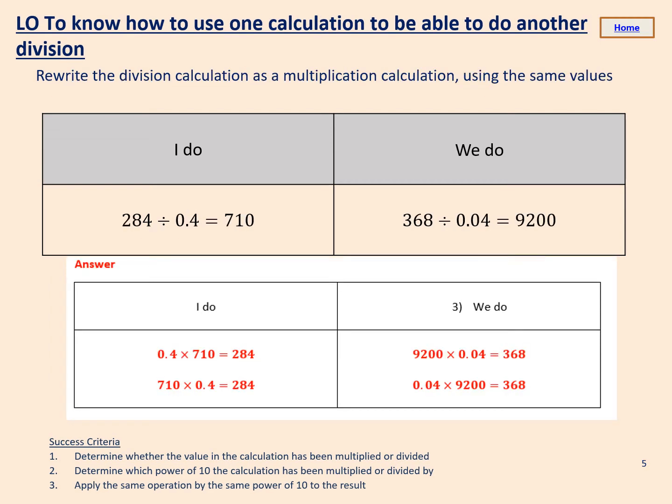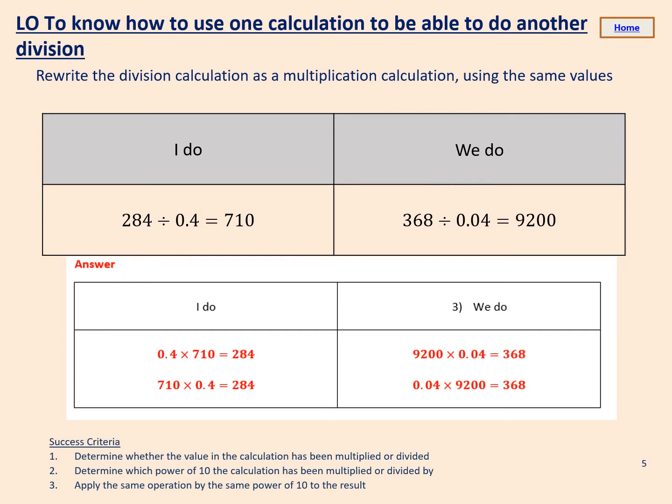Okay, we're now starting to get into decimals. I've got 284 divided by 0.4 equals 710. So again, all we're doing is swapping the numbers around. So we've got 0.4 times 710 equals 284. We could also write 710 times 0.4 equals 284. Let's have a look at the other one.